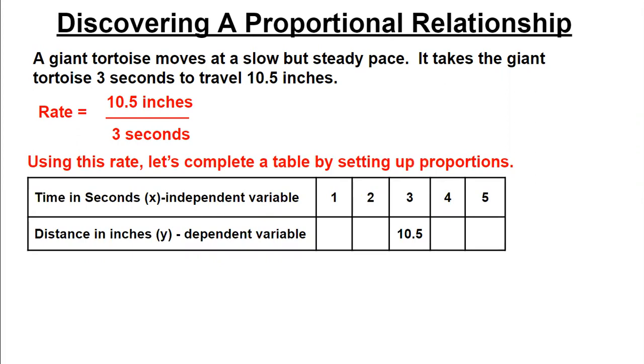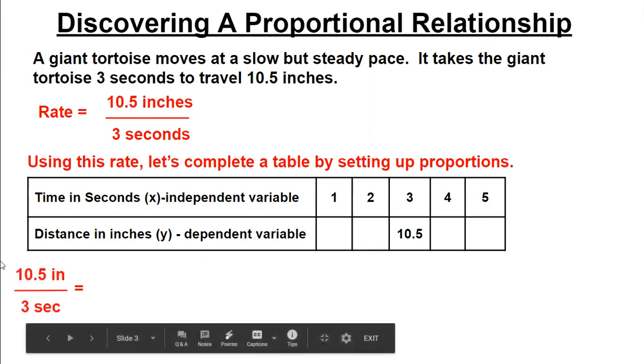Okay, we know the one in the table there. So we have the independent variable x, that is time. Time is independent because it doesn't depend on anything else. It just keeps happening and happening. And then below that, we have the distance in inches. That is the dependent variable because it depends on how much time has gone by. So we know that after 3 seconds, this turtle goes 10.5 inches. So we have to figure out how many inches it goes after 1 second, 2 seconds, 4 seconds, and 5 seconds. We're going to do that using our rate up here.